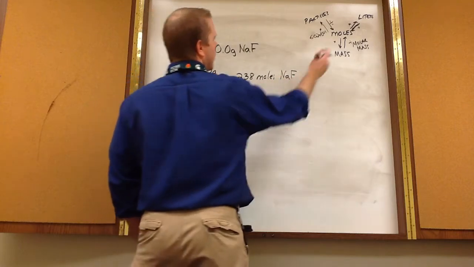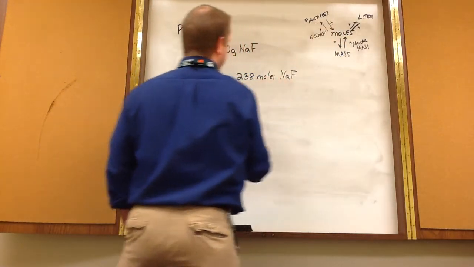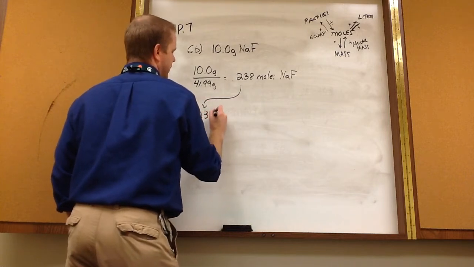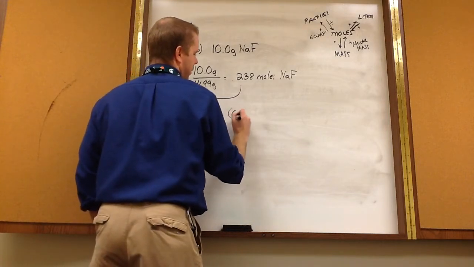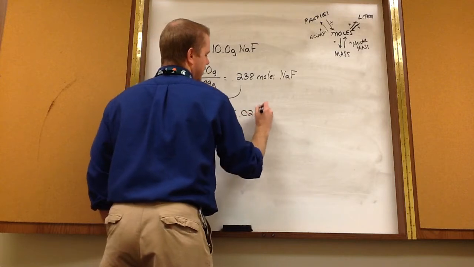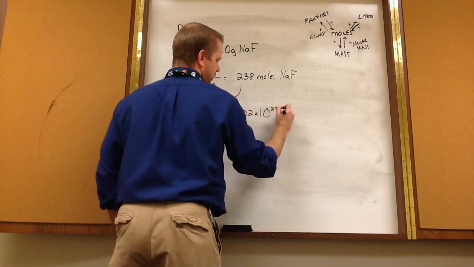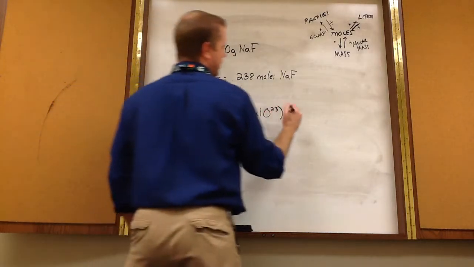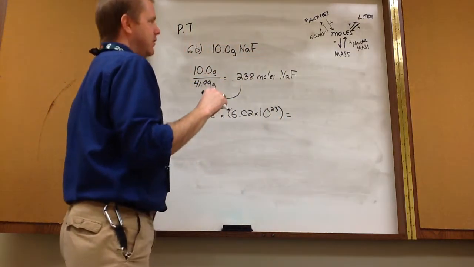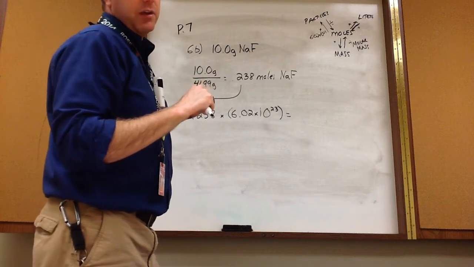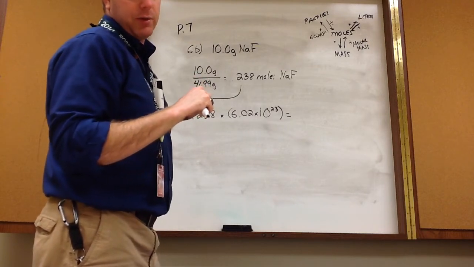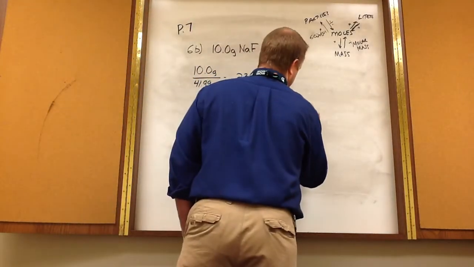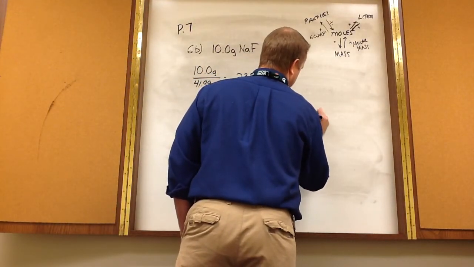Now, in order to go from moles to particles, we multiply by 6.02 times 10 to the 23rd. So we take 0.238, and we multiply it by, I always put in parentheses whenever it involves a scientific notation, 6.02 times 10 to the 23rd. We have 3 sig figs. Therefore, when we get our answer, we're going to want 3 significant figures. So we do the math on that, and I get 1.43 times 10 to the 23rd.